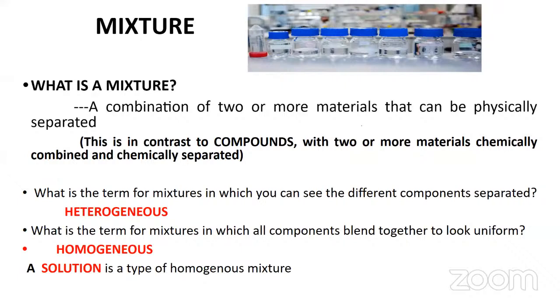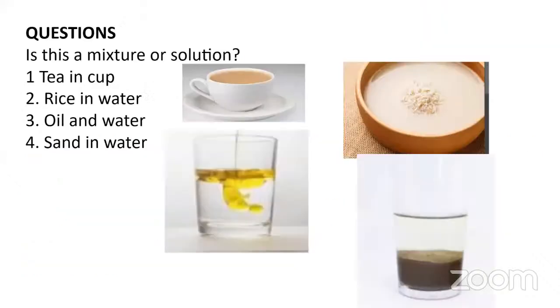Now we have two main types of mixtures. I'll be sharing the slides with you, the material. We have heterogeneous mixture and homogeneous mixture. Heterogeneous mixtures look very different, like beans and stone. But homogeneous ones blend together, they look uniform. So solutions are a type of homogeneous mixture because in a solution, two things are brought together that can be separated, but they mix well. They look like one.